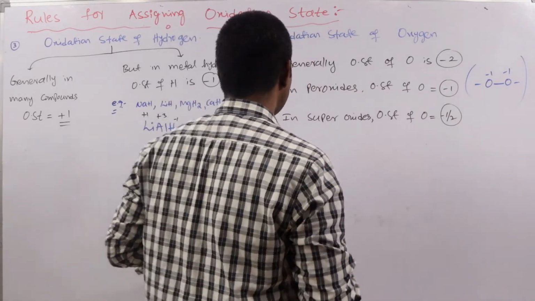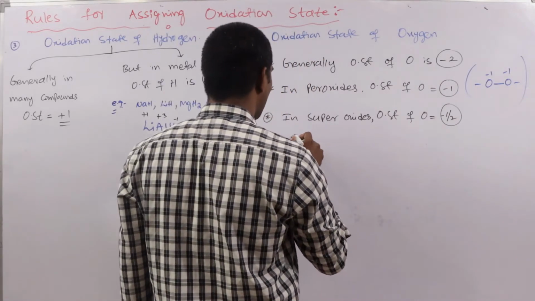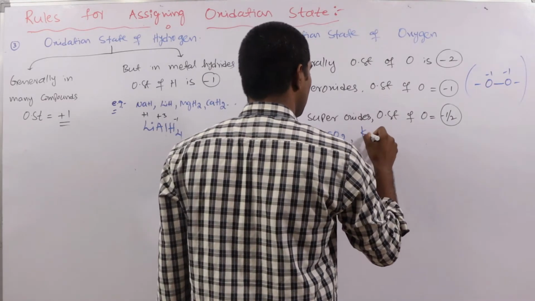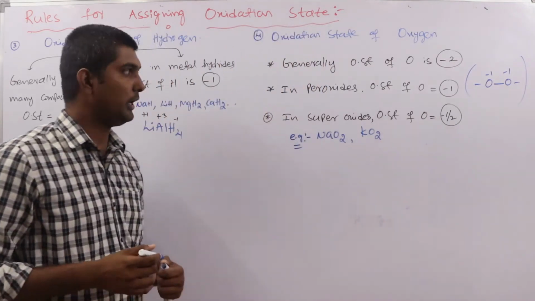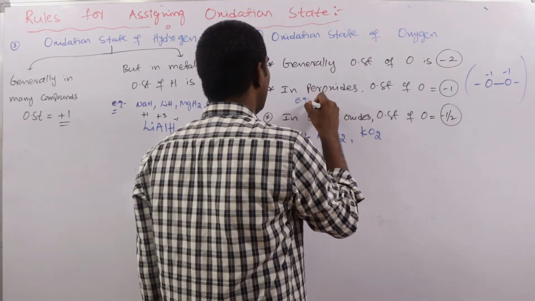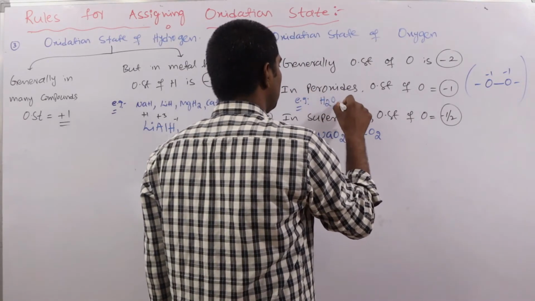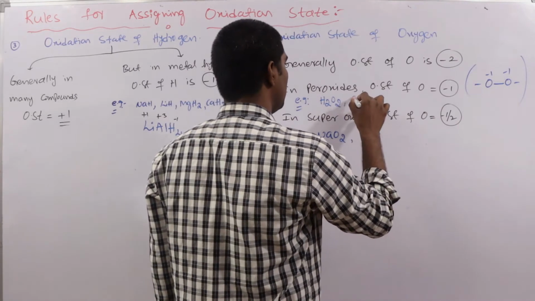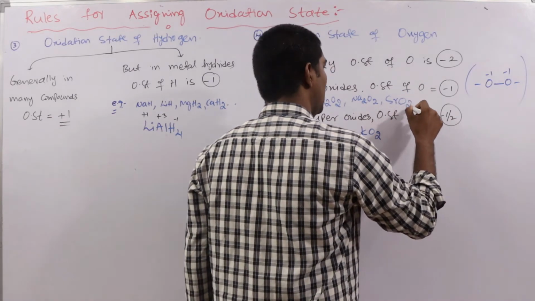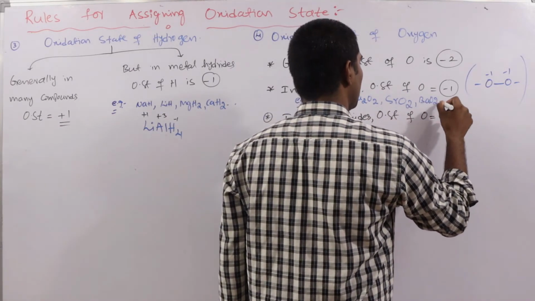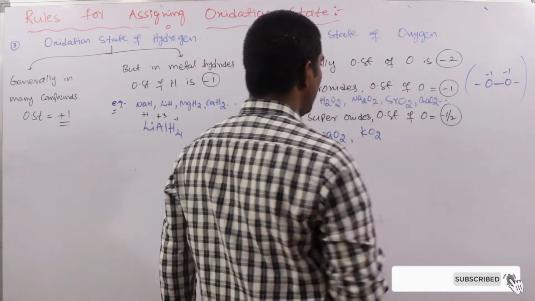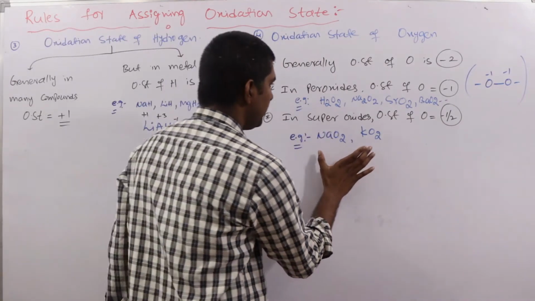The best examples for the superoxides are NaO2, KO2. For peroxides, we know very well H2O2, Na2O2, SrO2, BaO2. These are some examples for the peroxides. Clear? Now here, this is a special superoxide.